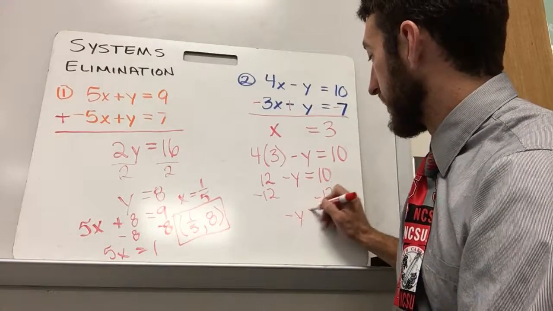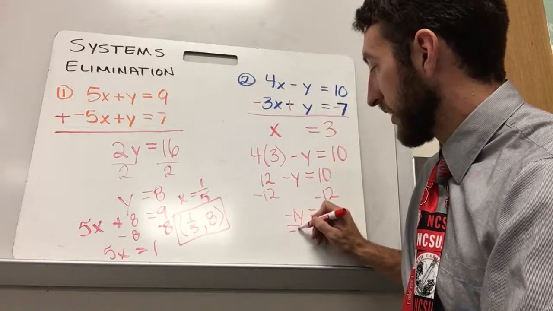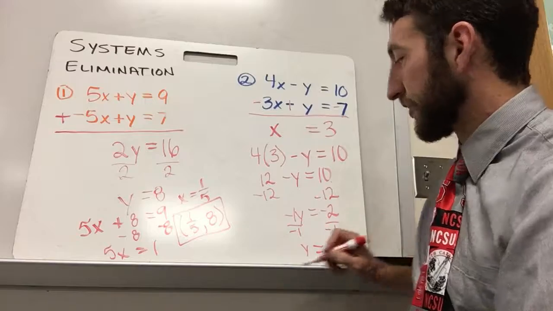So I get negative y equals -2. So this is implied that there's a -1. So divide both sides by -1. So y equals positive 2.